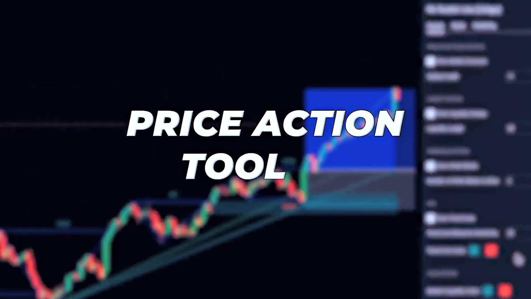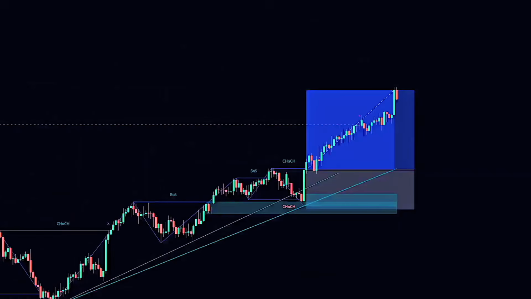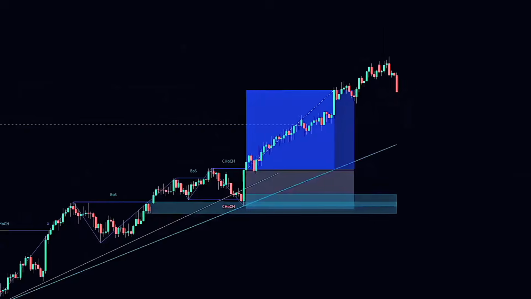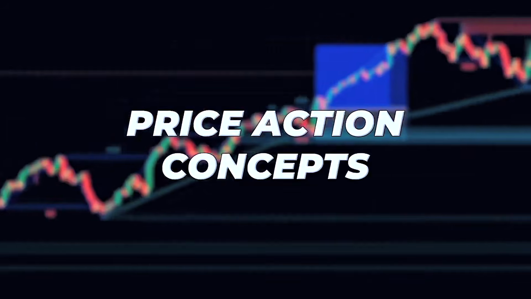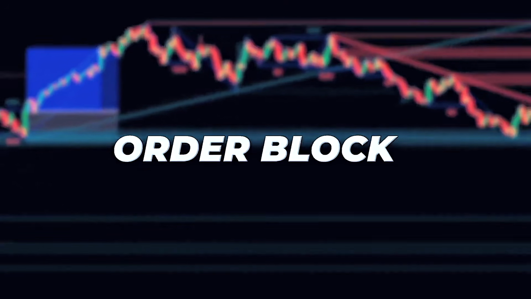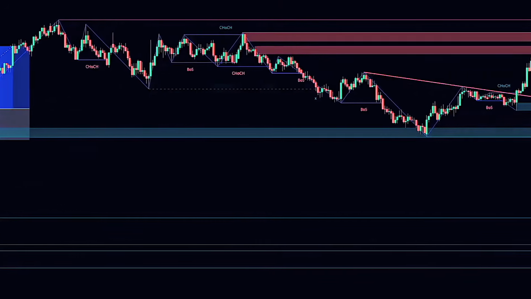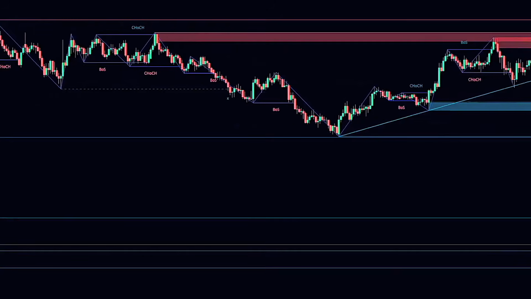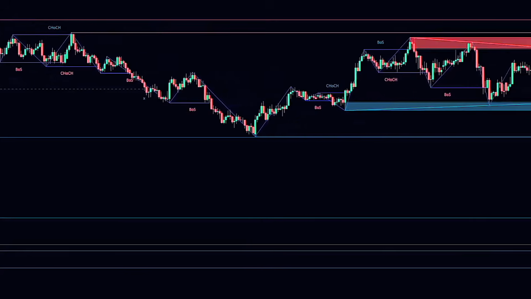The price action toolkit by UAlgo is like having a Swiss Army knife for trading. It puts together key price action concepts like market structure, liquidity levels, and order blocks, giving you clear visuals to spot high potential trades with more confidence. That's the rundown for this video.